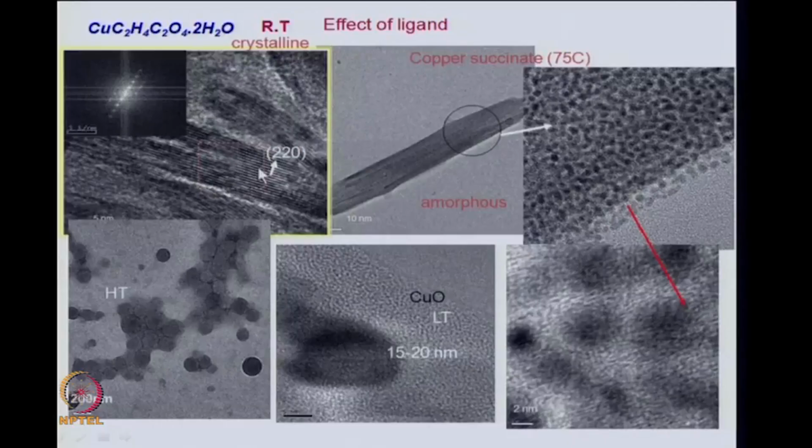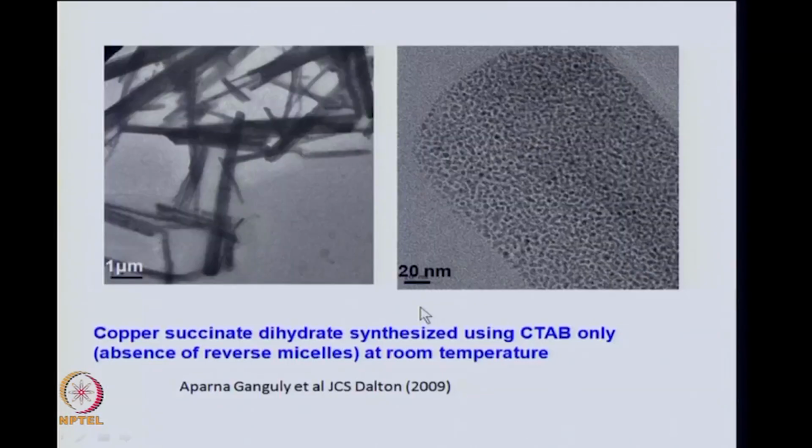They are crystalline rods, as you can see from the transmission electron microscope, and if you heat it, it becomes amorphous, the crystallinity disappears, and if you look carefully you can see these particles, and under high resolution these particles can show you these lattice fringes, and on decomposition they will give you copper oxide, like they can be obtained from copper oxalate.